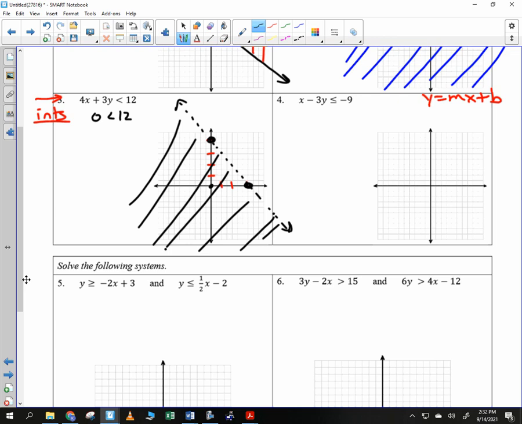For those of you who liked that option, good for you. Continue to roll with it. For those of you who are like, there's no way I would have chosen that option, I don't like that at all, then do this instead. Just put it in slope-intercept form. Subtract the x from both sides.